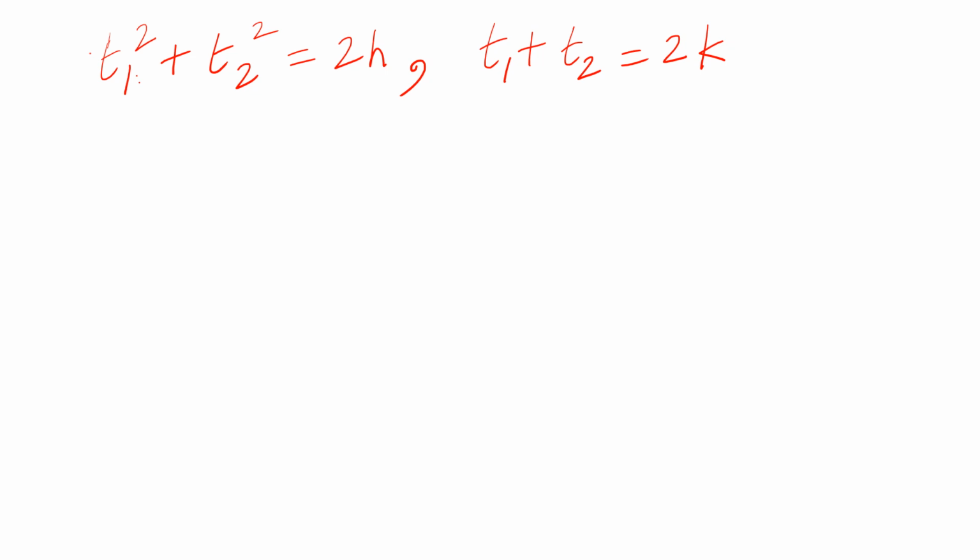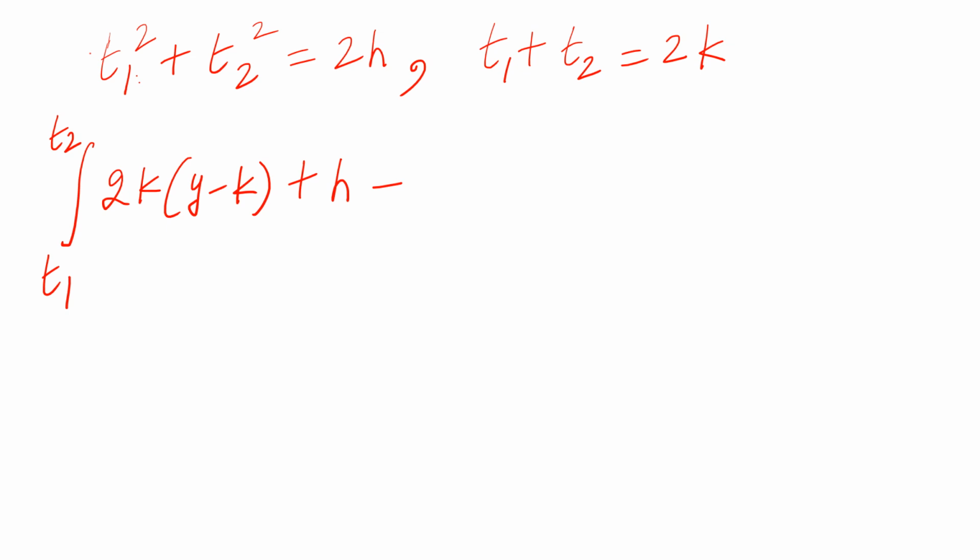Now students, to find the area enclosed between the parabola and the chord AB, we will have to find the values of x in terms of y, both from the parabola and the chord AB. Now, the area enclosed between the parabola and the chord AB is given by integral t1 to t2 of x obtained from chord AB, which is 2k into (y minus k) plus h, minus x obtained from the parabola, which is y square, into dy, and the value of this area is given to us as 4 upon 3.